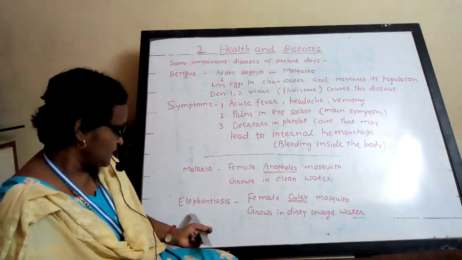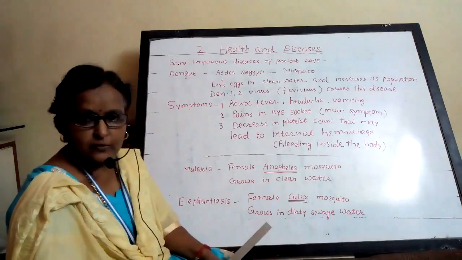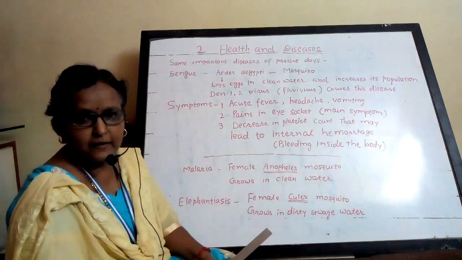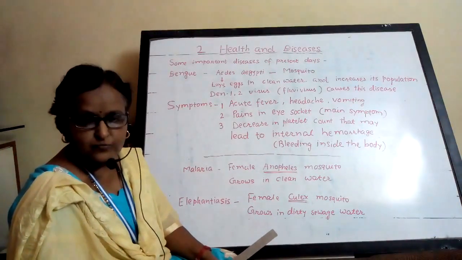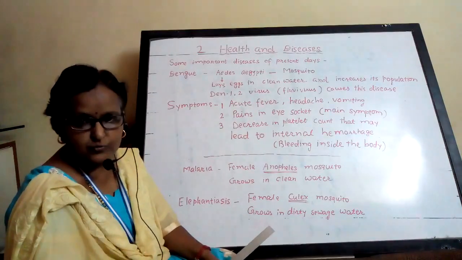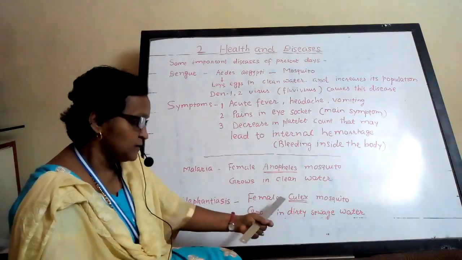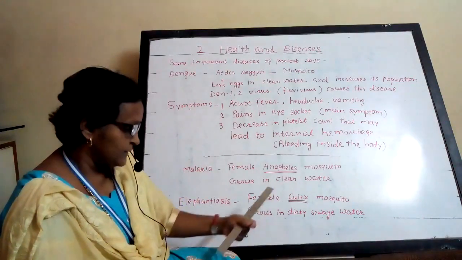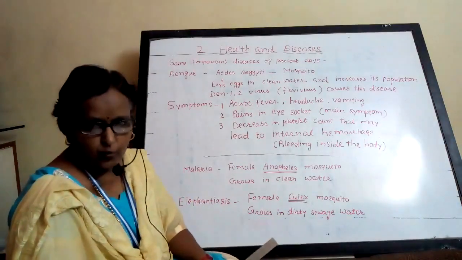Then another disease is elephantiasis. You might have heard about it. In that disease, our leg becomes like the leg of an elephant. Swelling and blackness occur in the leg. That is elephantiasis, and it is also caused by a mosquito. That mosquito is the Culex mosquito, and it grows in dirty sewage water.